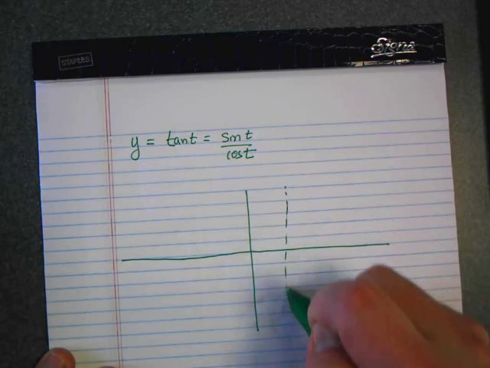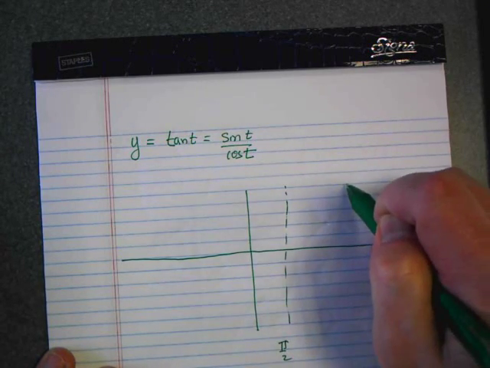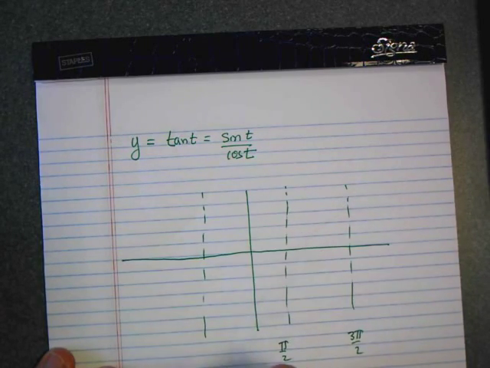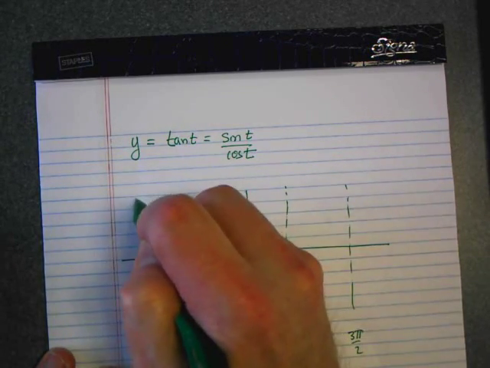Here's pi over 2. Here's 3 pi over 2. Here's negative pi over 2. Here's negative 3 pi over 2.